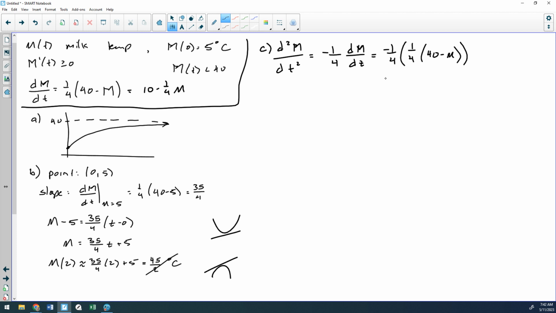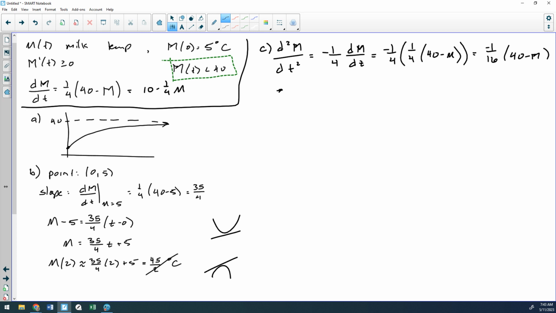And I think I'm going to clean this up ever so slightly to negative 1/16 of 40 minus m. And the question is, is that second derivative always positive or will it always be negative? And that is where this information right here comes into play. They told us a long time ago that m of t is always less than 40. So let's think about that. If m of t is always less than 40, then 40 minus m would always be something positive times negative 1/16, which means that will always be negative.